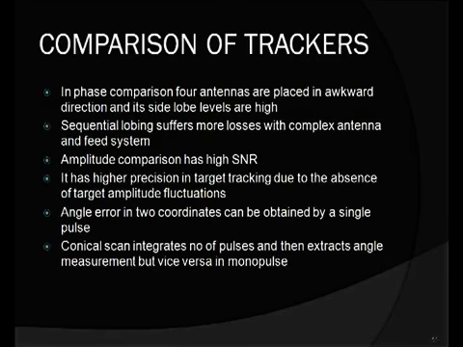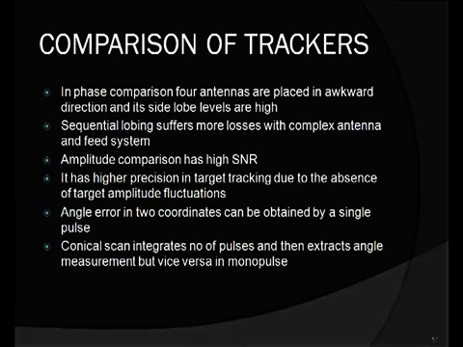Let us have a comparison between the two types of trackers we came across. In phase comparison, 4 antennas are placed in the upward direction and its side lobe levels are high. Sequential lobing suffers more losses with a complex antenna and feed system. Amplitude comparison has high SNR. It has higher precision in target tracking due to the absence of target amplitude fluctuations. Angle error in two coordinates can be obtained by a single pulse.